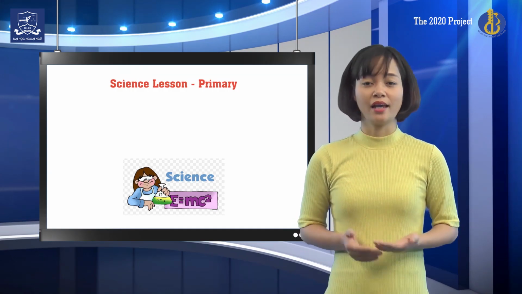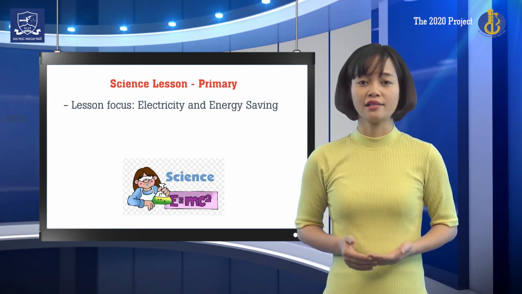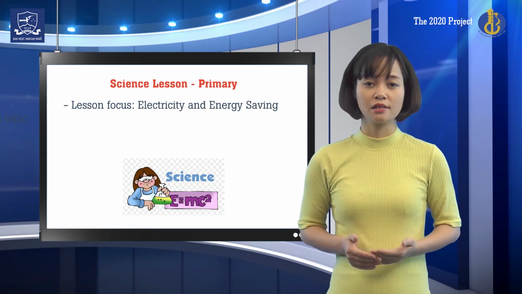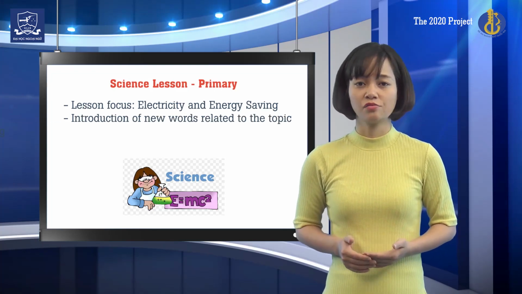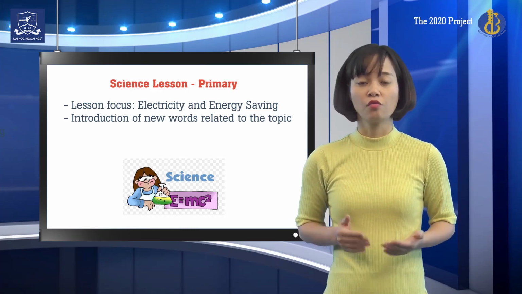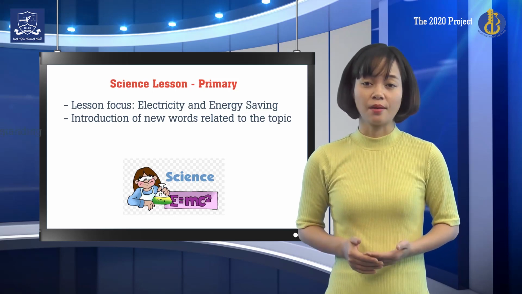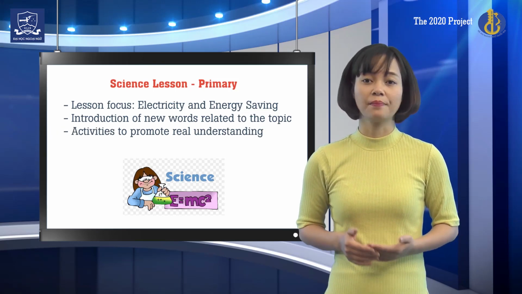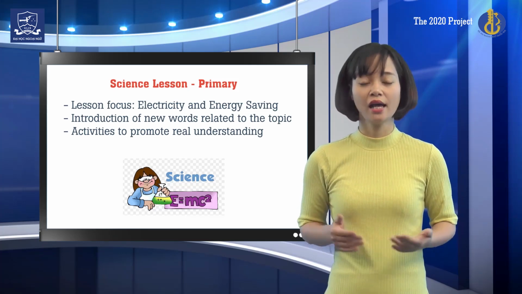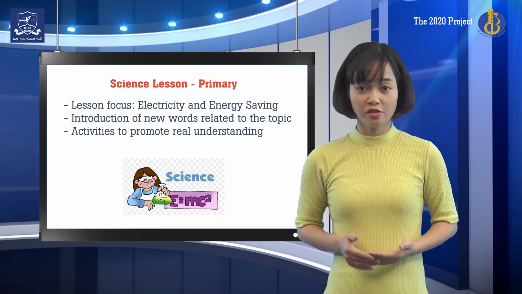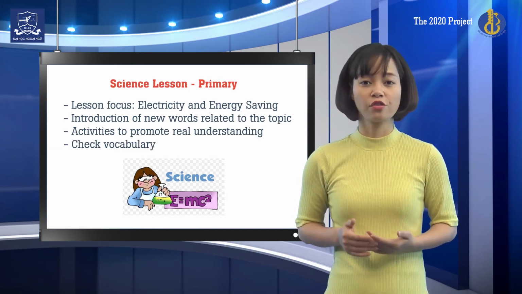As you can see in this lesson for primary school students, the teacher has engaged them in a series of activities during which students have the opportunities to use the vocabulary needed for the topic. Additionally, they also conduct some experiments and make use of technology to enhance their understanding of electricity and energy. At the end of the lesson, the teacher checks concepts that have been learned through the lesson.